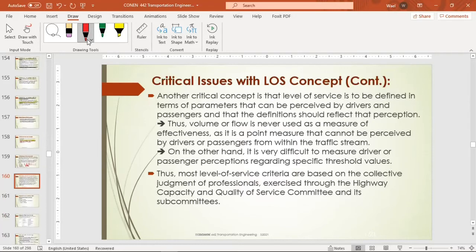Another critical concept is that level of service is to be defined in terms of parameters that can be perceived by drivers and passengers, and the definition should reflect that perception. That means the measure of service is based on parameters perceived by the drivers.